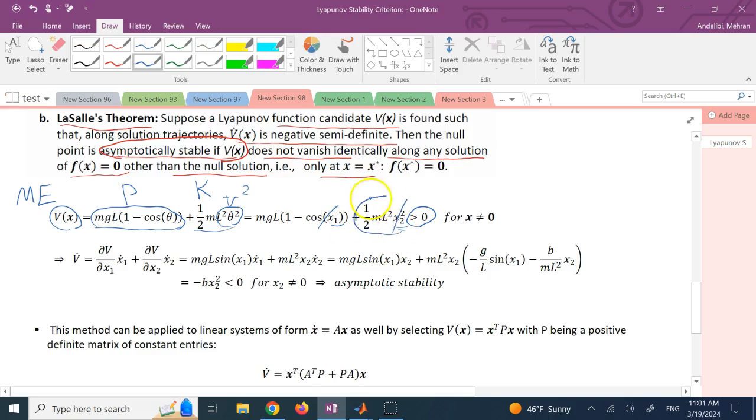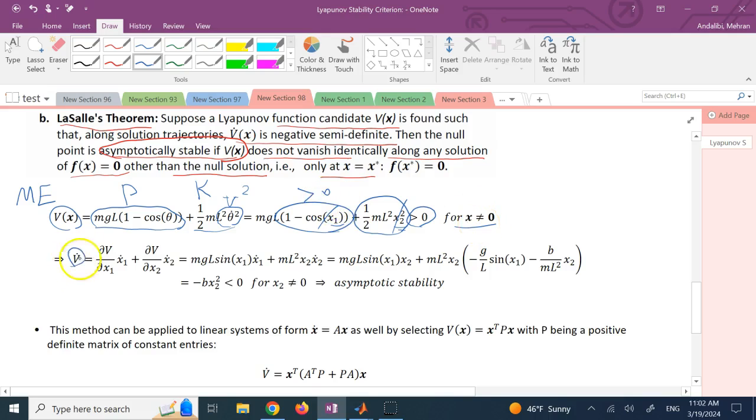Why positive? Well, this one is obvious. This is a quadratic term. This one, you know, cosine is always less than or equal to 1. So 1 minus cosine is always positive as well for any x other than 0 or 2 pi, right? And 2 pi is the same as 0. So clearly, this is the case. Now, this is this V function, which is clearly a positive definite function and positive for non-zero x.